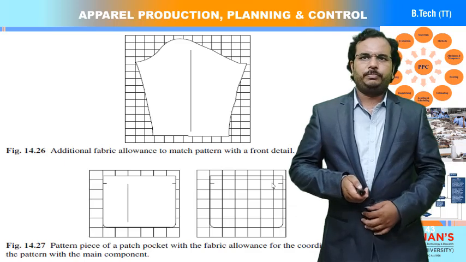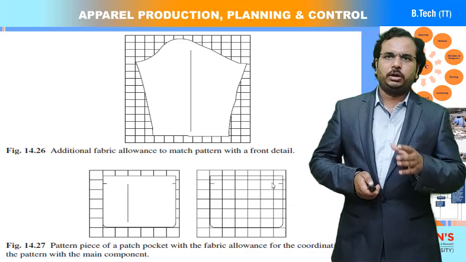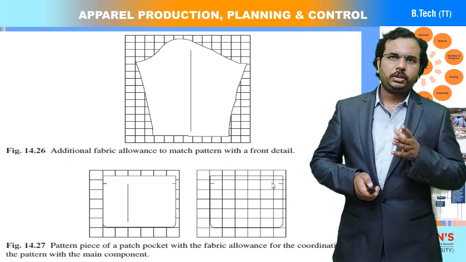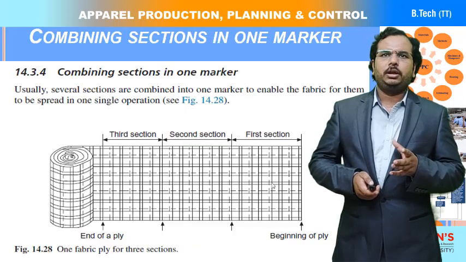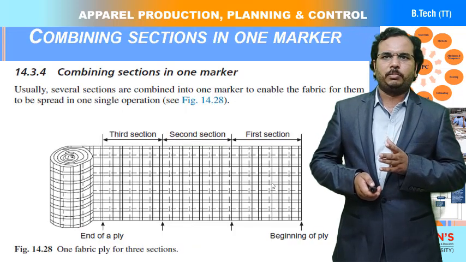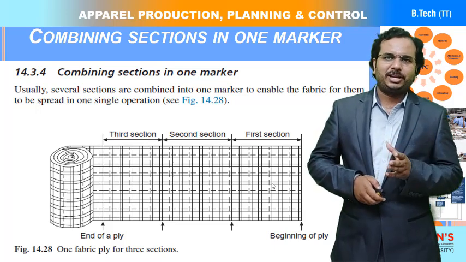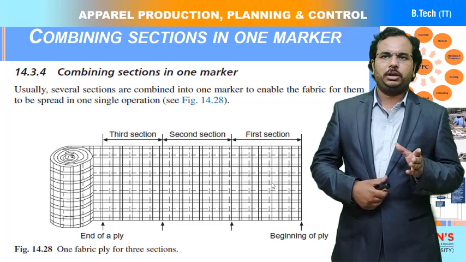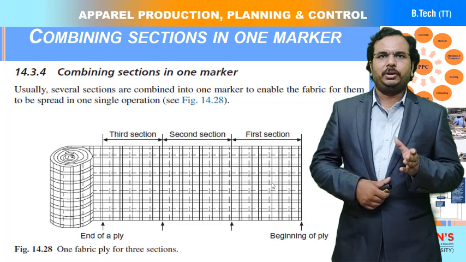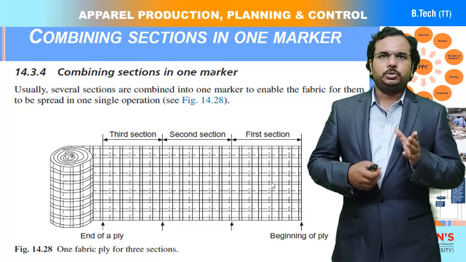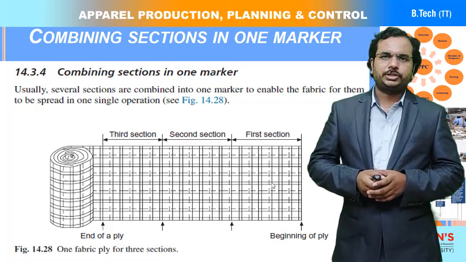So these are some of the examples of how the matching of patterns is going to be done, and how sections are combined in one marker. Usually several sections are combined into one marker, to enable the fabric to be spread in one single operation.